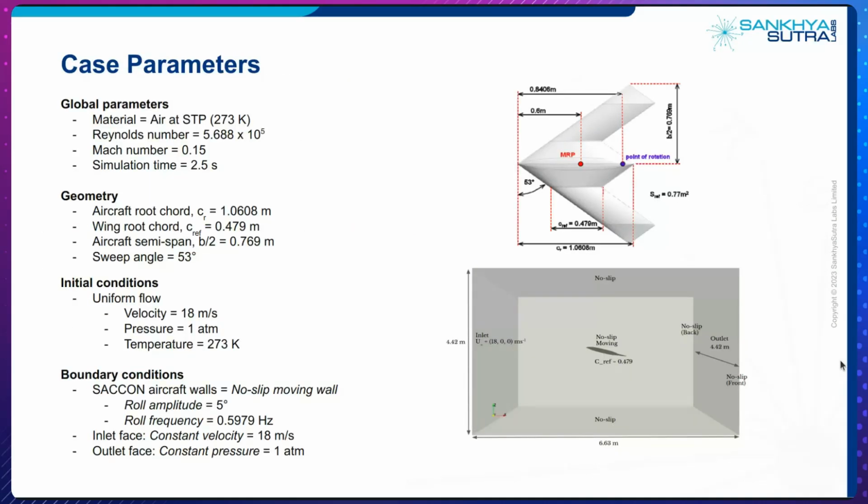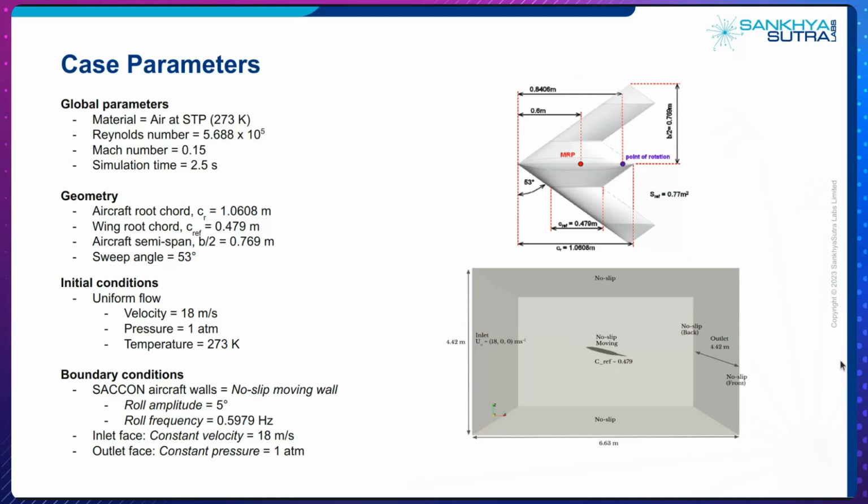So the SACCON model that we are using looks a bit like the image shown here on the top. So it has a root chord at the center. The root chord of the wing is close to half a meter, and the semi span is close to 0.77 meters. So we'll be simulating this model at an angle of attack of 14 degrees, and our simulation domain looks like the image I've shown you in the bottom here. So our streamwise length of the simulation domain is 6.6 meters roughly. The cross streamwise length is about 4.4 meters, and the span wise is the same, 4.4 meters.